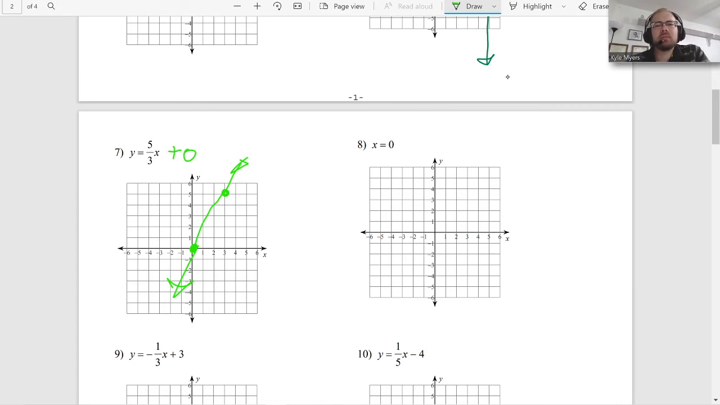X equals 0. Okay. Well, x equals 0 is going to be a vertical line. And it's actually the y-axis. I think we just talked about this, actually. It's right here. The y-axis. The y-axis is x equals 0. And the x-axis is when y is equal to 0.